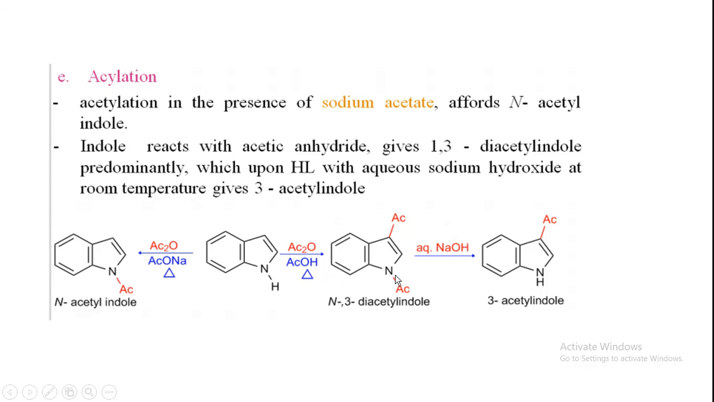indole. So this is 1,3, where 1 is the N position, so either you can say 1,3-diacetyl indole or N3-diacetyl indole, which on hydrolysis with aqueous NaOH will give 3-acetyl indole. Ultimately only the third position acylation will remain. Okay, that means this will generate acetic acid. This hydrolysis will generate acetic acid from here, 1H will be attached here, and the sodium salt of acetic acid will form. Okay, sodium acetate. So ultimately you will get 3-acetyl indole as a product.